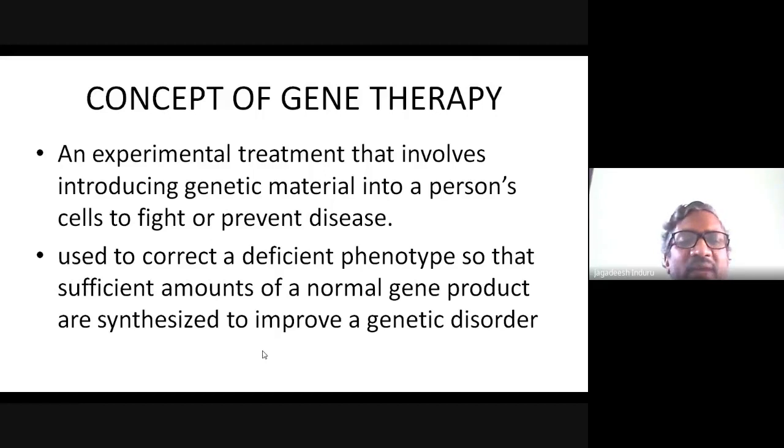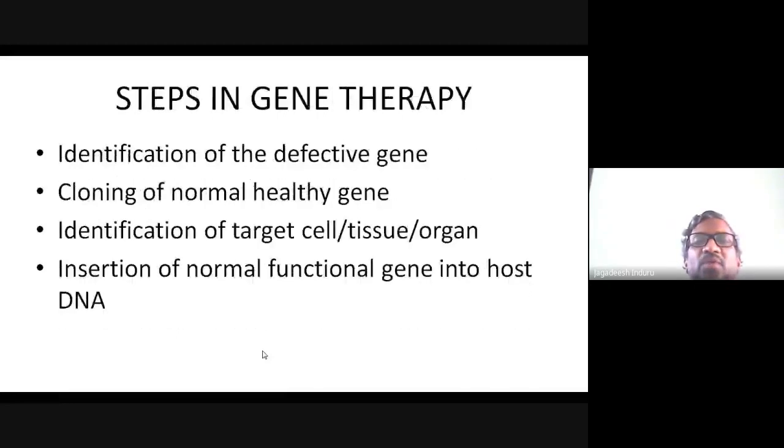Another one, it is used to correct the deficient phenotype so that sufficient amounts of the normal gene products are synthesized to improve the genetic disorder. It is not that the function is lacking, but it has a deficiency in functioning, so we are correcting it. We do this both for prevention and cure. So this is actually the basic concept. Now, what type of steps do we need to do in gene therapy? This is a very important and basic concept.